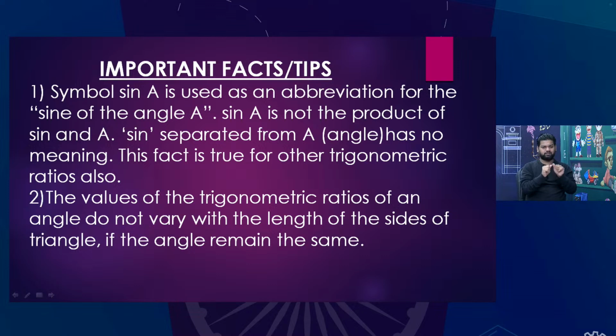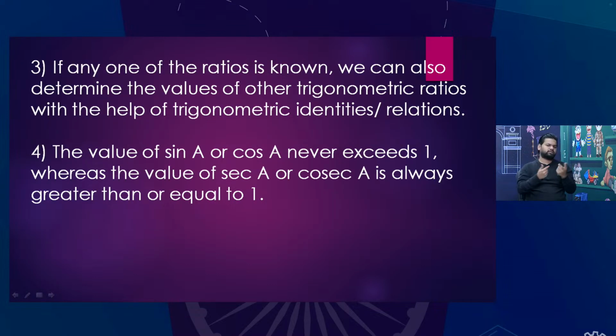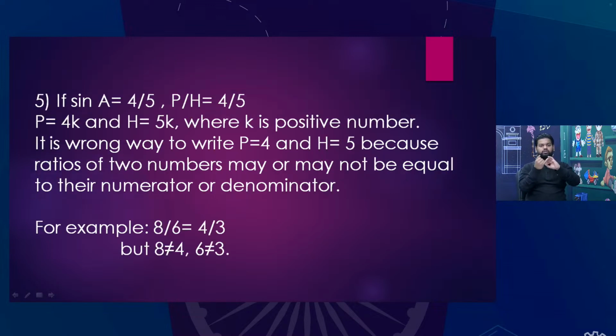The second point, important one, is the values of the trigonometric ratios of an angle do not vary, that is they do not change with the length of the sides of the triangle if the angle remains the same, okay, because it is ratio. We have here third one, if any one of the ratio is known, we can also determine the values of other trigonometric ratios with the help of trigonometric identities or relations. Okay, children. Fourth one, the value of sin A or cos A never exceeds 1, whereas the value of sec A or cosec A is always greater than or equal to 1.